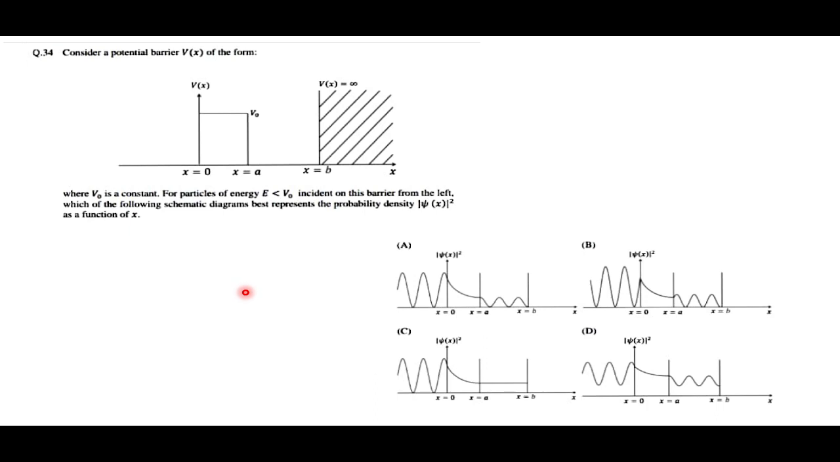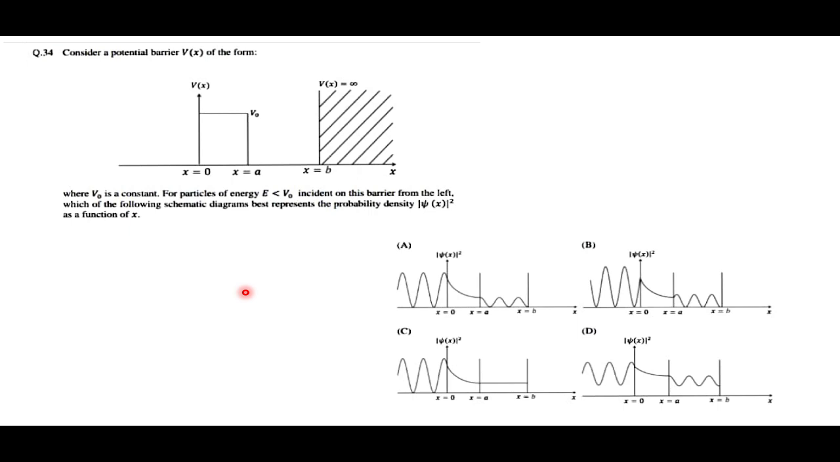First try yourself. You can just share your approach, then I can understand. Sir, for x greater than b, how will the wave function be? It will not exist because it is the infinite potential. The wave function will be 0 in that case.